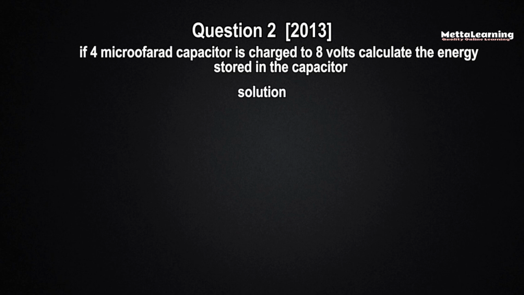To get the energy stored in the capacitor, we use the formula E equals half CV squared, where C is the capacitance and V is the voltage. When we look at our question, we're given a capacitor of 4 microfarad and a voltage of 8 volts. So we substitute this into our formula. We have half times 4 times 10 to the power minus 6 times 8 squared. Remember that microfarad is 10 to the power minus 6.